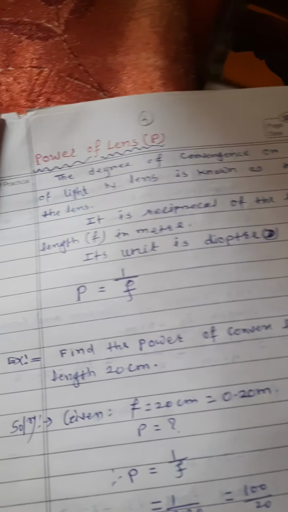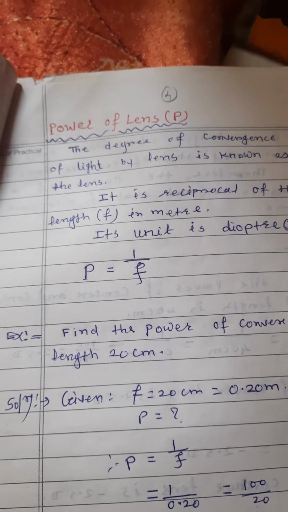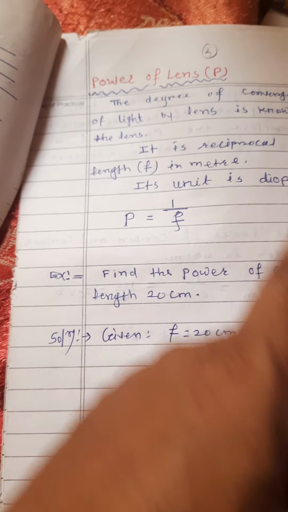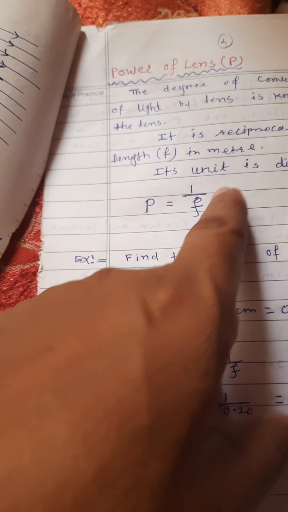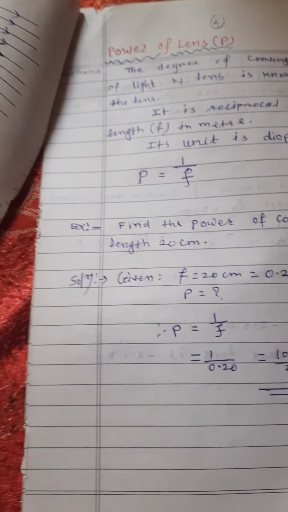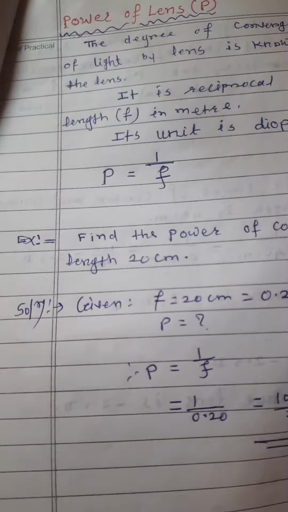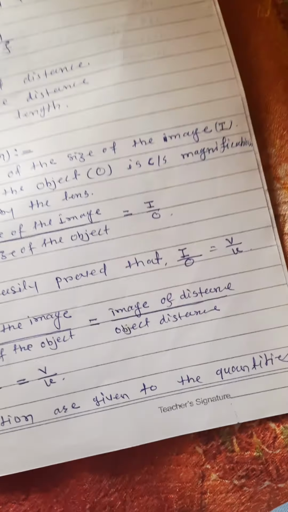Then there is the power of lens. Power of lens means the degree of convergence or divergence, and it is the reciprocal of the focal length. So the power of lens is P equal to 1 upon f, where f is the focal length, and its unit is the diopter, denoted by D. This is the power of lens.